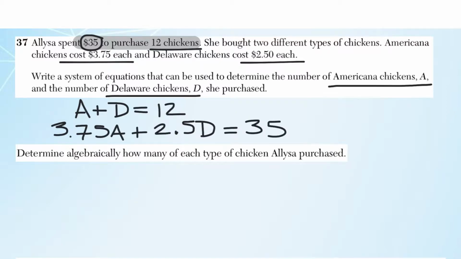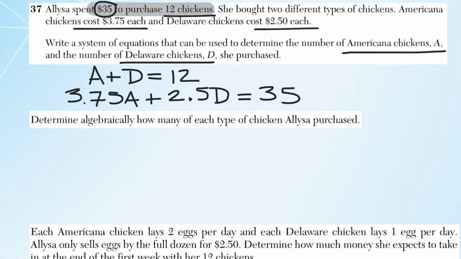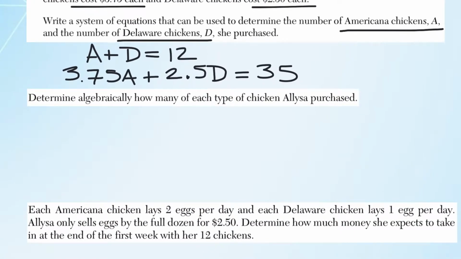Okay, now with that done, we are being asked to determine how many of each type of chicken she purchased. So we essentially need to solve this system of equations. And the method I'm going to use to do that is substitution. So in this first equation here, we can isolate A by subtracting D from both sides. So A is going to equal 12 minus D.